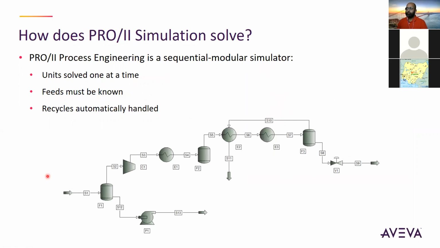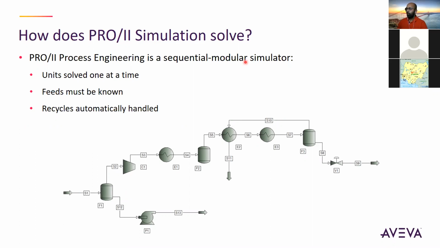The other thing which we need to know about Pro2 simulation is that it's a sequential modular simulator, which means that units are solved one at a time. So let's say this is a very simple flow sheet where you have a few flash drums, a few heat exchangers, a compressor, and a pump. There is a default sequence Pro2 would follow for solving each unit operation. It will solve one unit at a time. First, let's say it will solve this flash drum, then it will go to the compressor, and so on. You can change the sequence of the calculation. However, by default, Pro2 has its inbuilt sequence, which it will follow.